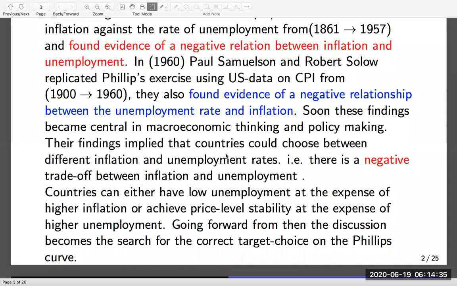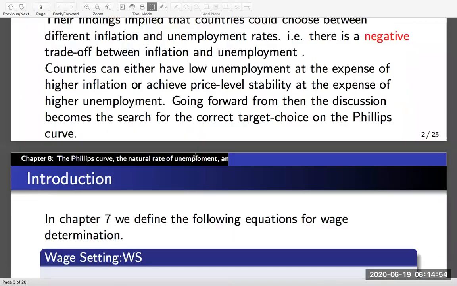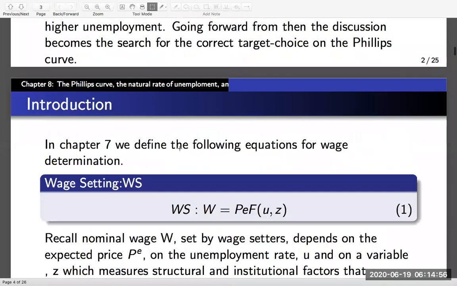Countries can either have lower unemployment at the expense of higher inflation, or achieve price level stability at the expense of higher unemployment. Going forward from then, the discussion became a search for the correct target levels of inflation.